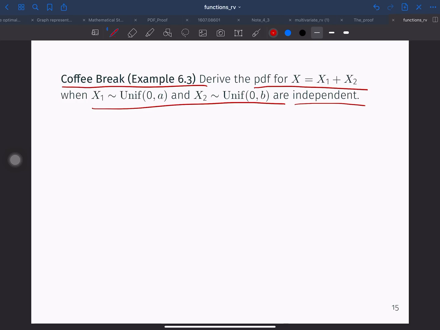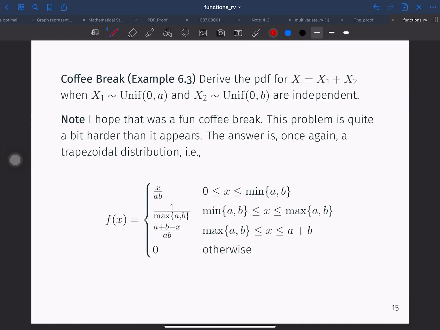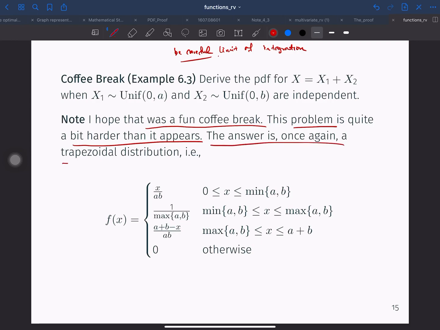And in a sense, I hope that was a fun coffee break. In fact, I lied a bit. The problem turns out to be a bit harder than it appears. And the reason why it's harder is, once again, the limits of integration. You have to be careful of the limits of integration. So the answer is, once again, a trapezoidal distribution. So the PDF looks like this. So this is f_X. It looks like this.